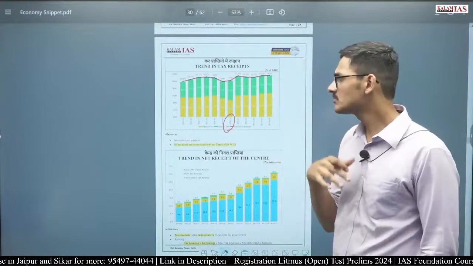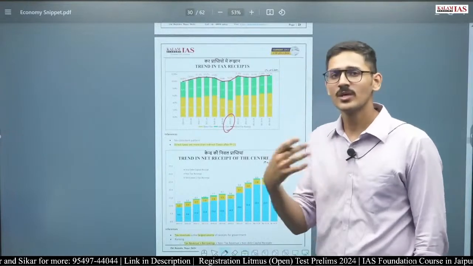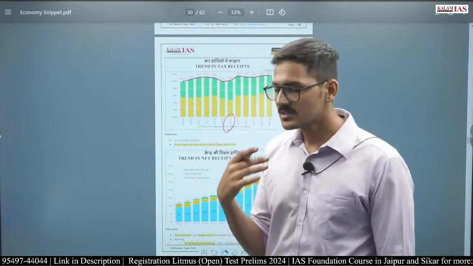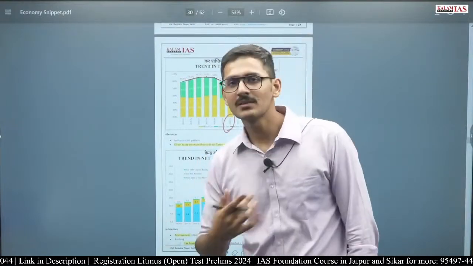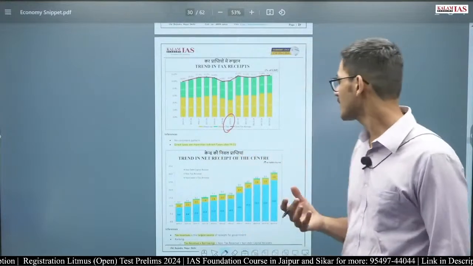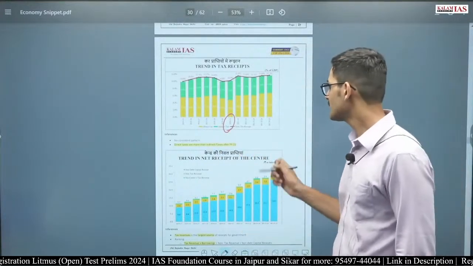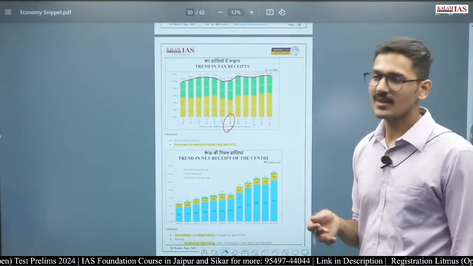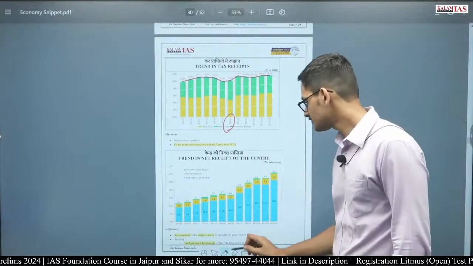So UPSC might give a statement that indirect tax is more than direct tax receipts. That is not a correct statement. Second thing, UPSC might give a statement that from past 10 years, direct tax has been more than indirect tax. That is also not a correct statement. From past 5 years, since the financial year 22, direct tax is more than indirect tax. That is a correct statement.